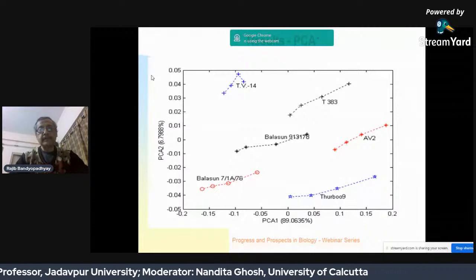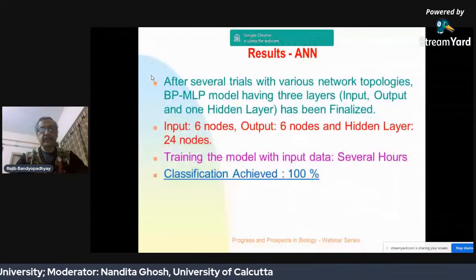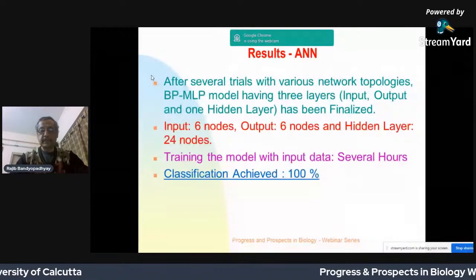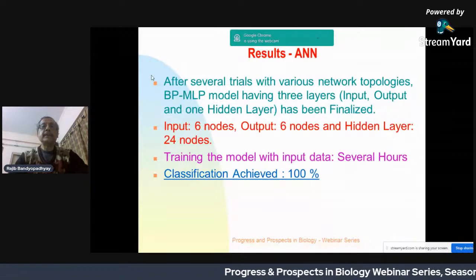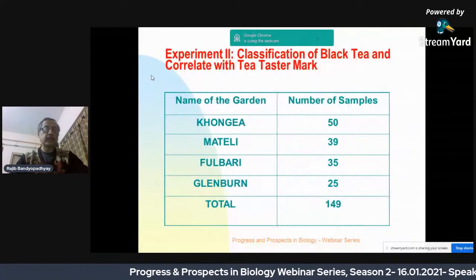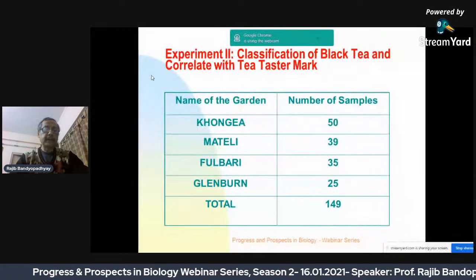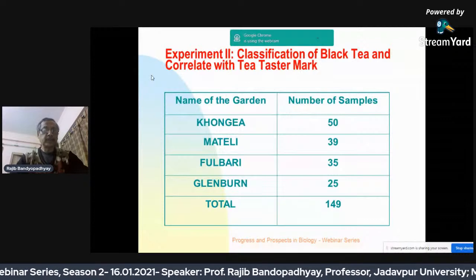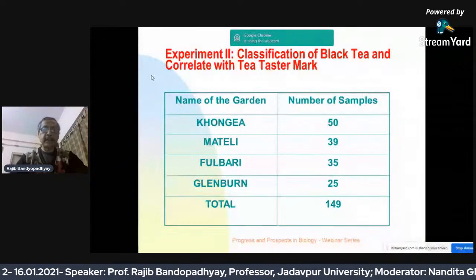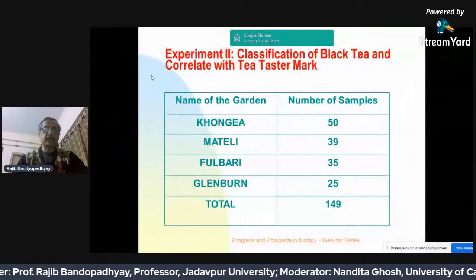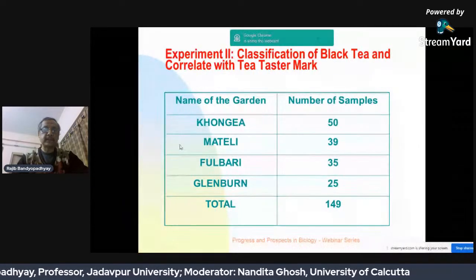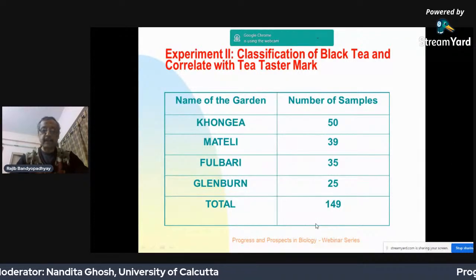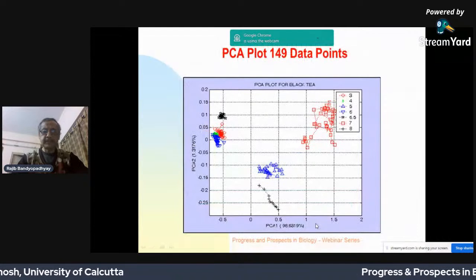After that, we used an artificial neural network. Since we had only a few samples, the classification accuracy of discrimination we found was 100%. With this idea, we made an electronic nose of our own, buying some sensors from the market and checking which sensors might be useful. We used 8 such sensors from Figaro, and we made an electronic nose of our own, and we took it to different gardens. These are the names of the gardens, and we checked with the samples; the tea testers gave marks. And this is the PCA plot.